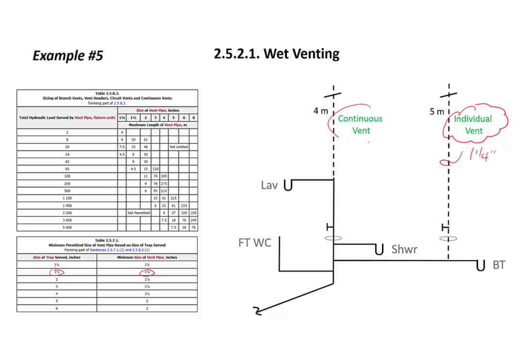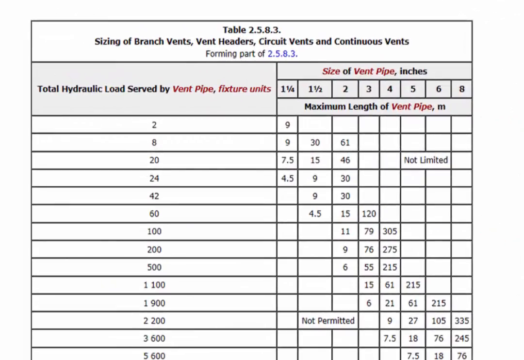The continuous vent includes all the load that was wet vented except for separately vented fixtures. So we include the separately vented fixture load on the wet vent, but not on the continuous vent. So the continuous vent is only serving, for the purposes of sizing, the water closet, the lav, and the shower. So if we went with separate loads, we would go with 6.5 fixture units there. The length is 4 meters.